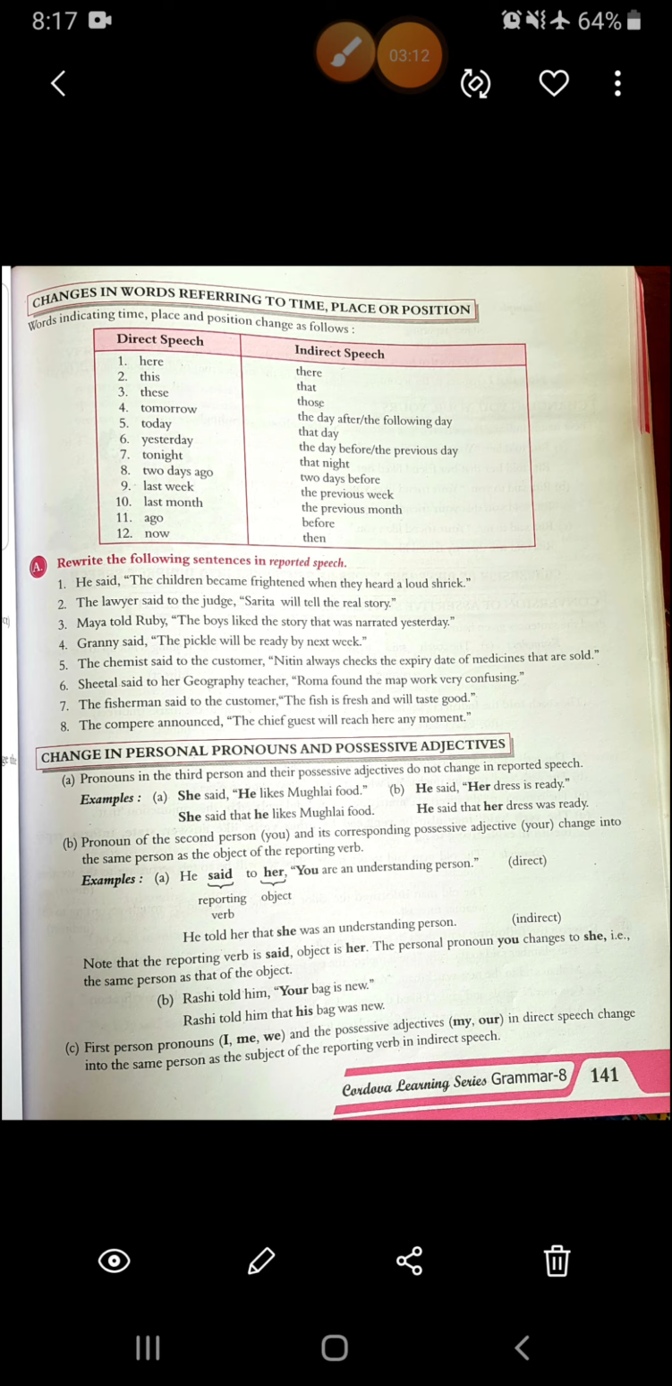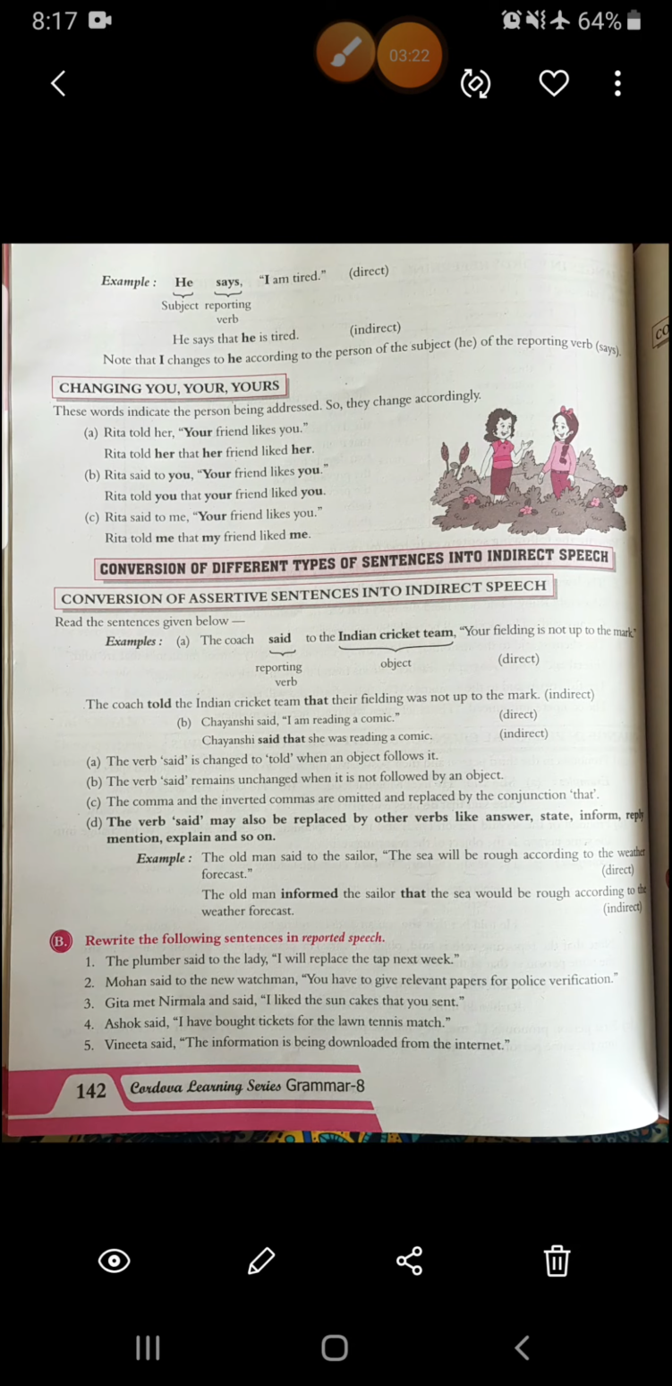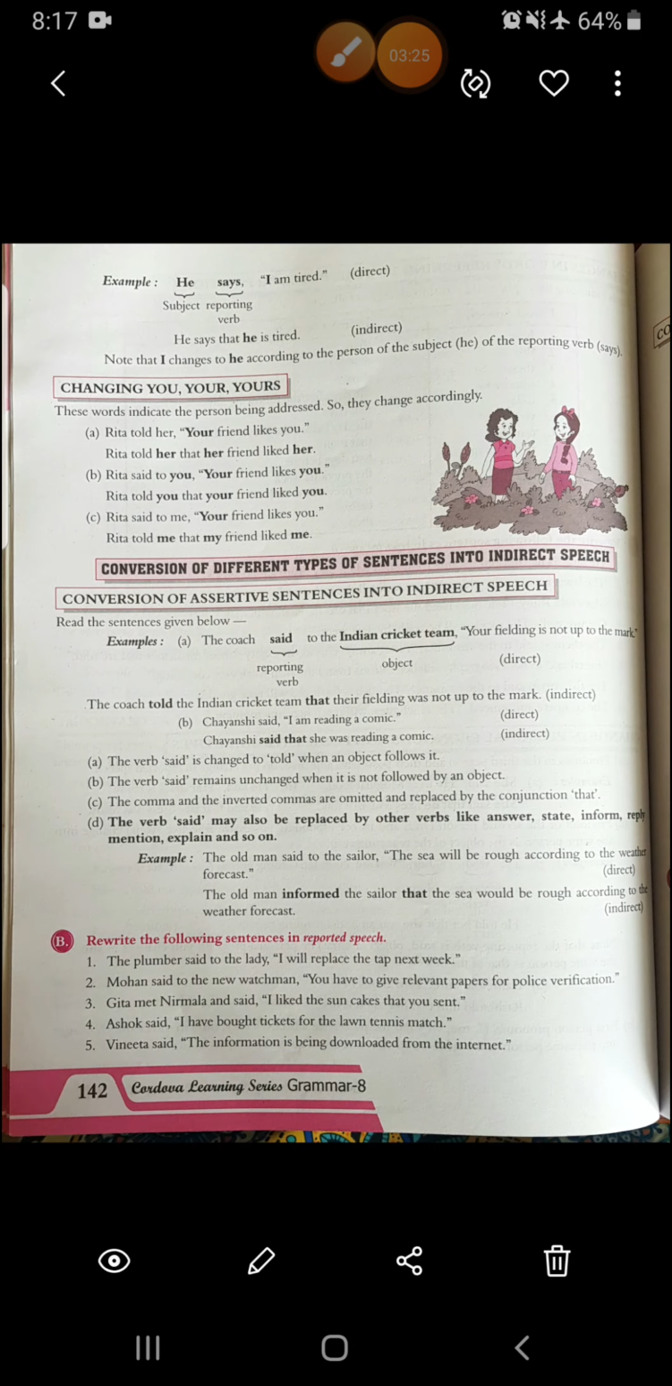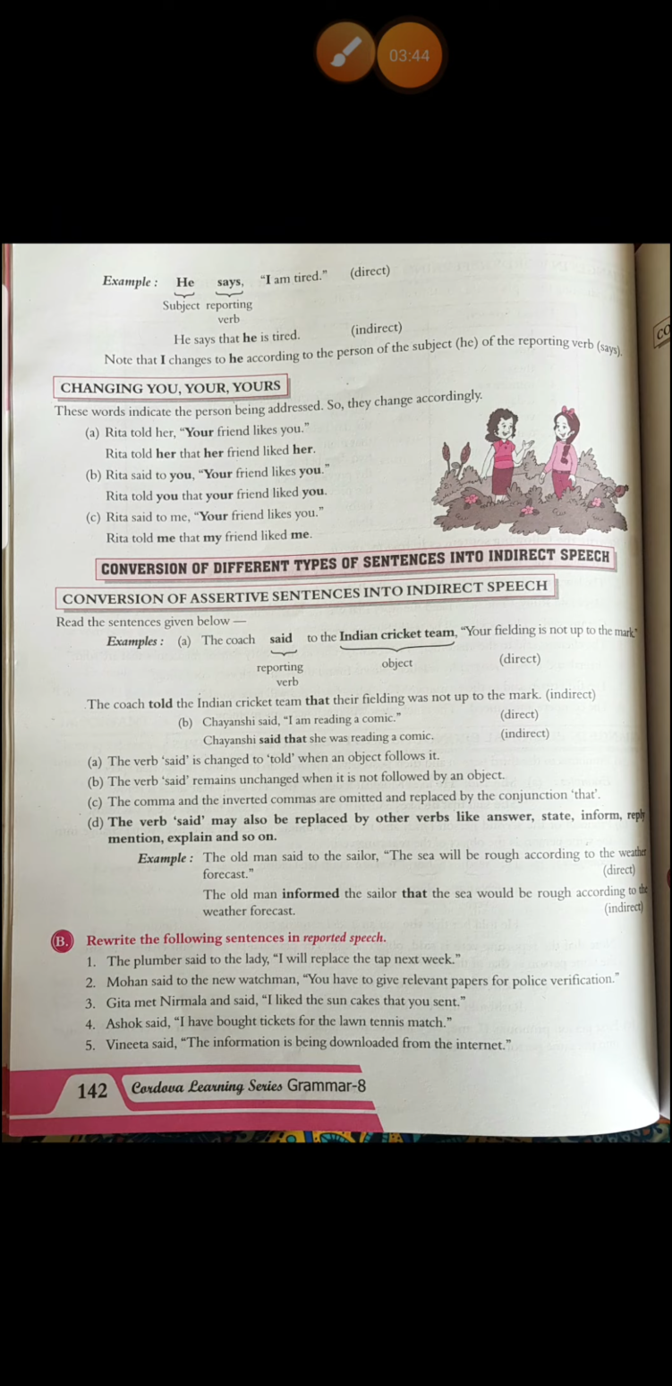Then, first person pronouns like I, me, we, and possessive adjectives like my and our, in indirect speech change into the person of the subject of the reporting verb. See, he says, "I am tired." He says he is tired. Note here that I changes to he according to the subject. And what is the subject? He. The reporting verb says is there, so it remains says. I hope you remember that simple present and future remain the same. And according to he, we have changed it here: he is tired.